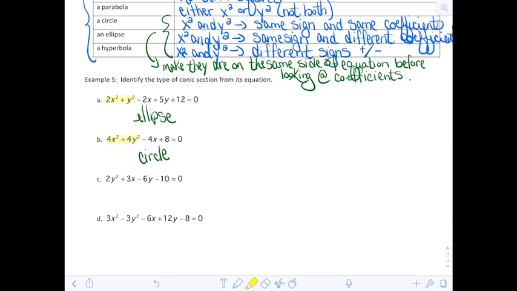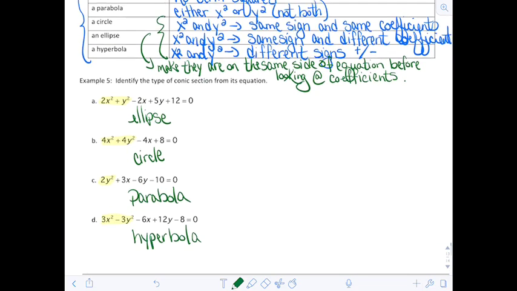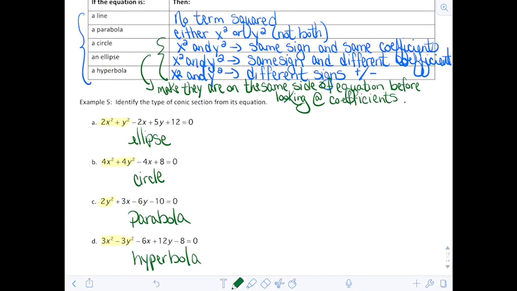In equation number 3, I have 2y squared, so just one squared term, that is a parabola. And in the last one, 3x squared minus 3y squared, so they have different signs. Even though they're both 3's, they are not the same. One is a positive 3, one is a negative 3. And the bottom line is, if they have different signs, it is a hyperbola. Okay, so this takes us up through the end of chapter 7 and conic sections.